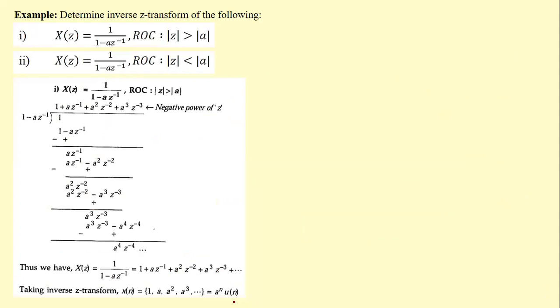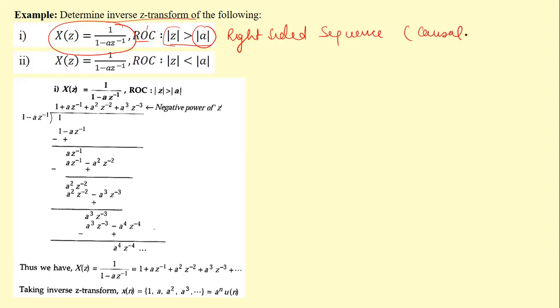Now let us take one example here. In this example, we have to find the inverse z transform of the following z transforms, right? The first z transform is 1 upon 1 minus a z inverse. So here the ROC should be greater than some value a, right? That is, this particular z transform will converge for values of z greater than a. So that means this is a right-sided sequence, right? And it is a causal sequence.